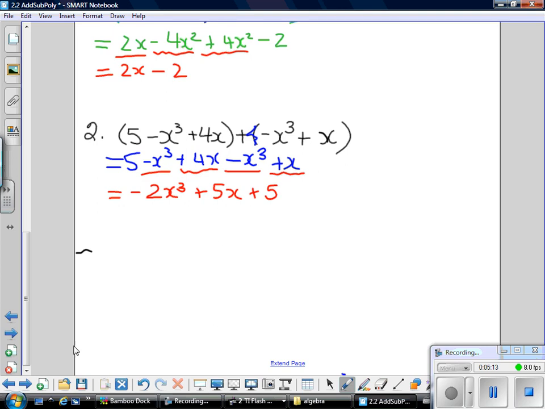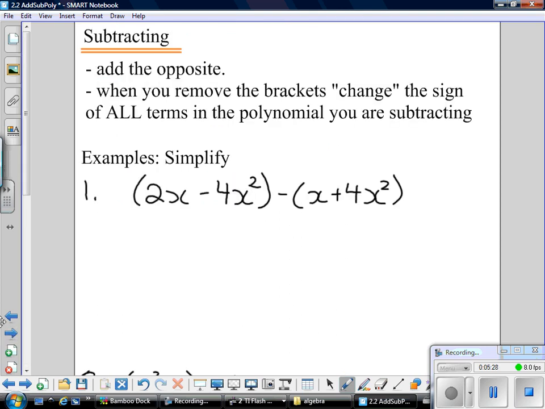Okay. Now, normally what we do is we start in descending power. So I always want to start with the highest power of x. So that's why I chose the x cubed first, followed by the x, followed by my constant term. So let's try doing this one this time.